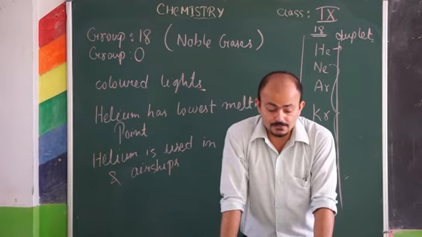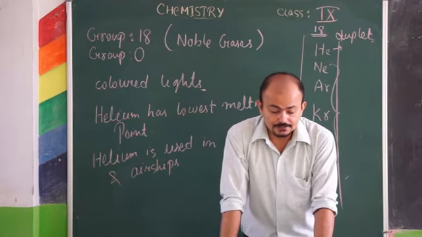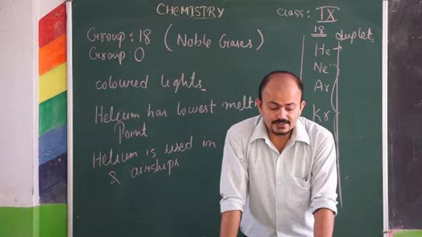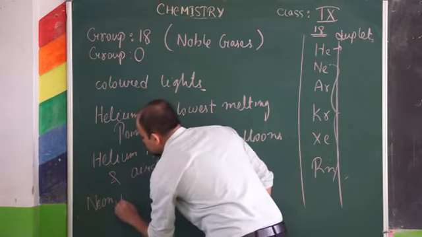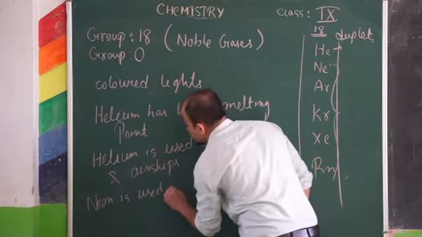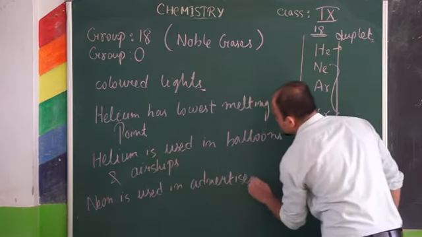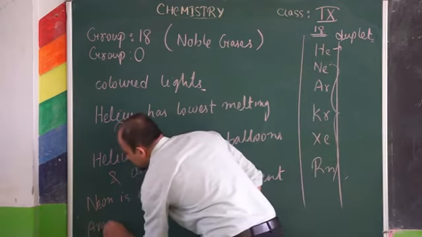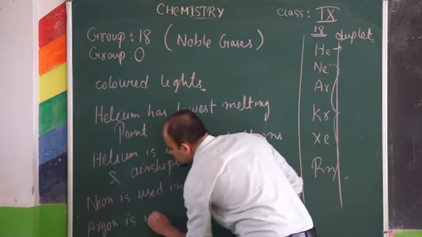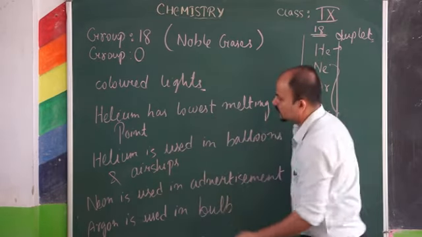And neon is the most important of all. The best known use of the noble gases is perhaps its use in neon lights. The brightly colored advertising light works. So neon is used in advertisement, and argon is used in bulbs. All these points you have to remember.